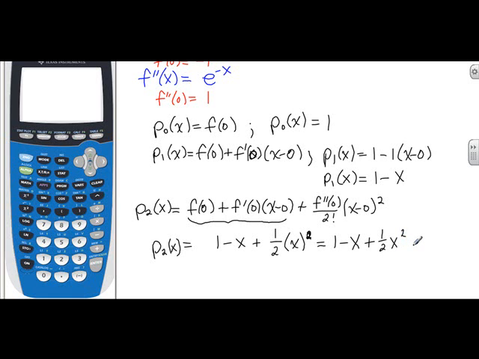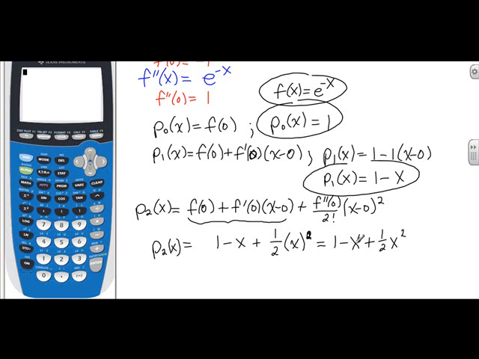Okay, now I've got the original function f of x and then p0 of x, p1 of x, and p2 of x, all in my calculator. And I want to look at a graph, and what we want to focus on is how close these equations come to approximating the function f of x. So let me start out with just looking at f of x and p0 of x.